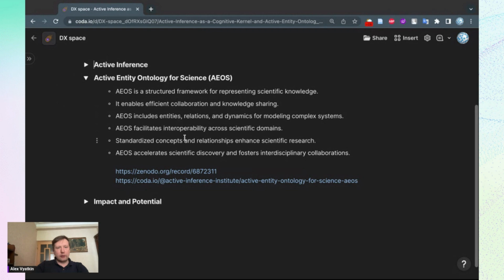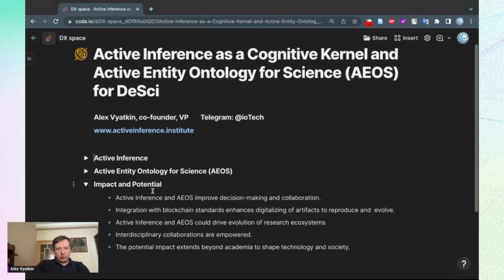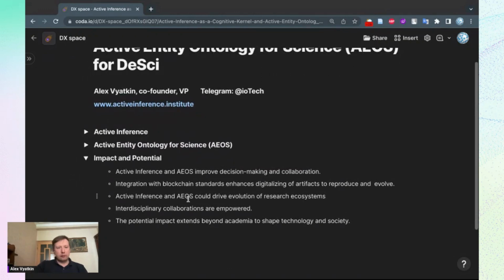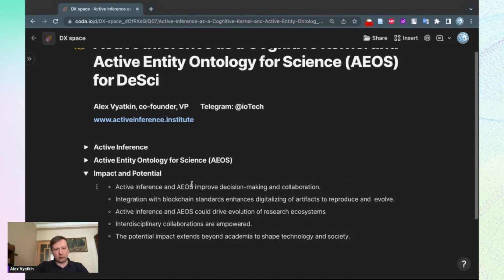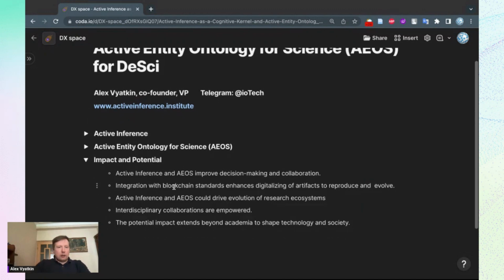And important here is how it could be developed, both active inference as a framework, as a cornerstone, and in developments with active inference, the Active Entity Ontology can improve decision making and collaboration of teams and organizations. There are possible ways and different ways to integrate it with blockchain standards, which enhance digitalization of such scientific artifacts, which later in an evolutionary manner could be reproduced and evolved throughout different communities.